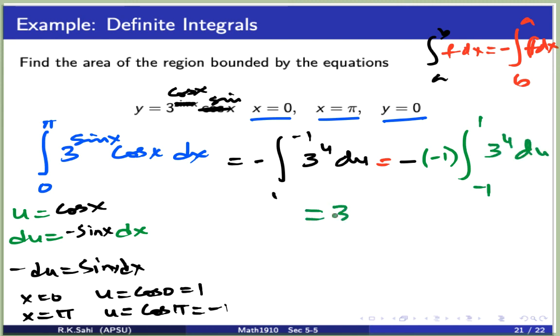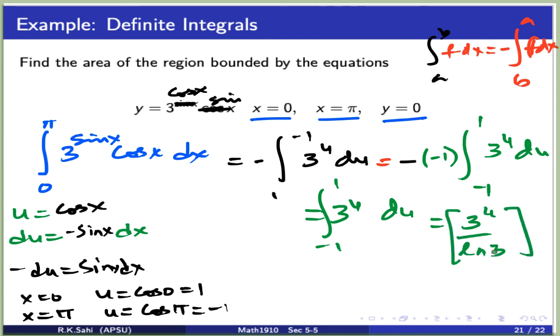So now I have the integral from minus 1 to 1 of 3^u du. So this is now going to be 3^u over natural log of 3, from minus 1 to 1. What do we get? 3 over natural log of 3 minus, just applying the fundamental theorem of calculus, 3 to the power minus 1 over natural log of 3. You can leave the answer as it is if you want.